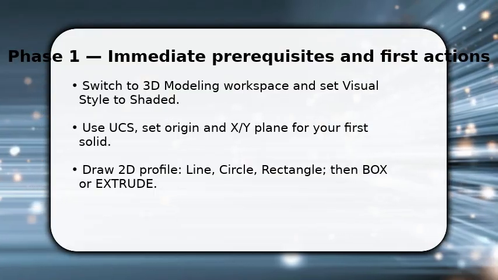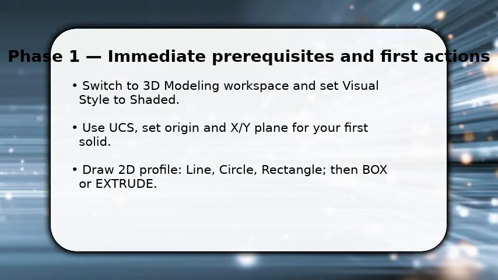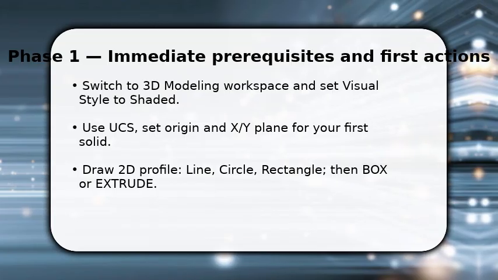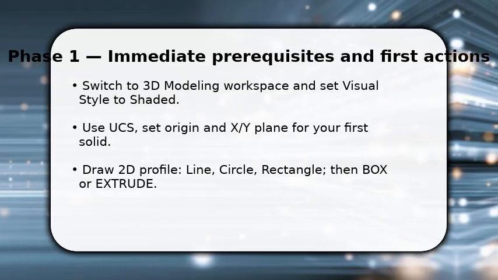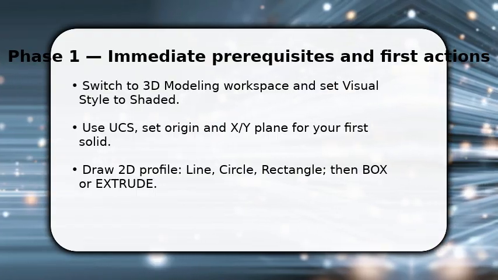You begin by creating a reliable base. Switch to the 3D modeling workspace and set a shaded visual style so you see form and depth. Next, orient the UCS to the plane you'll build on. This avoids rotated geometry later.